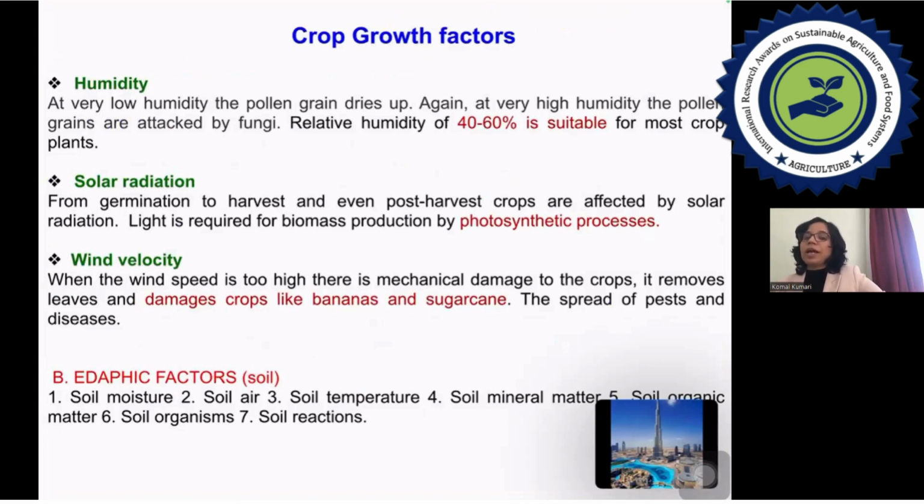Solar radiation: light is required for biomass production by the photosynthetic process. Wind speed also affects crop health. If wind speed is high, it removes leaves and damages crops like banana and sugarcane. Soil moisture, soil air, temperature, pH value, organisms and reaction also affect crop health.